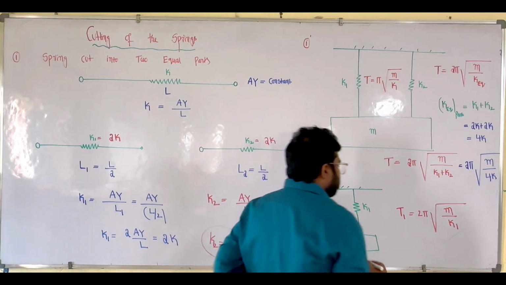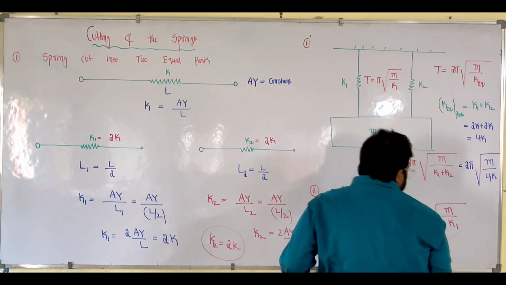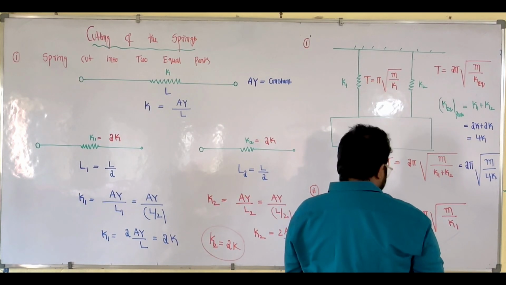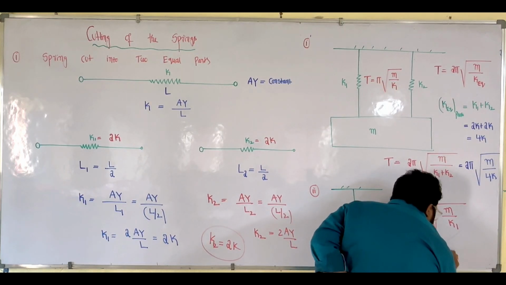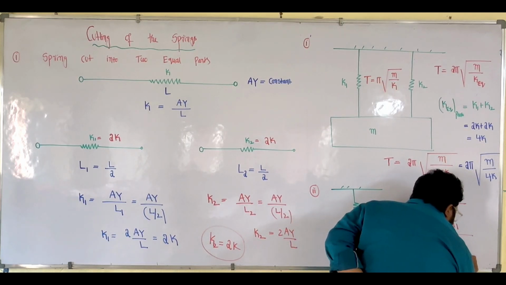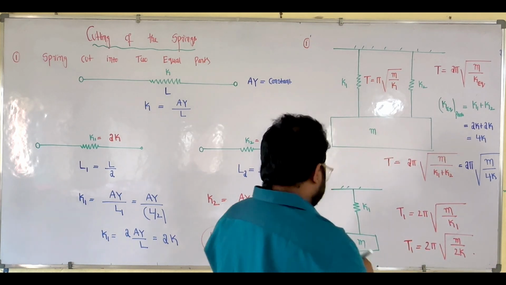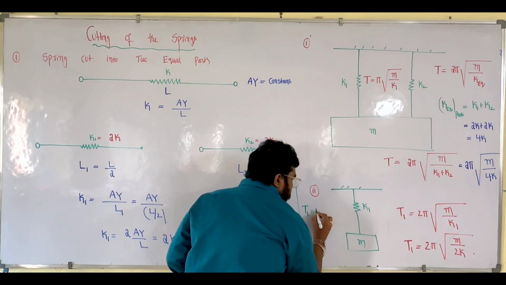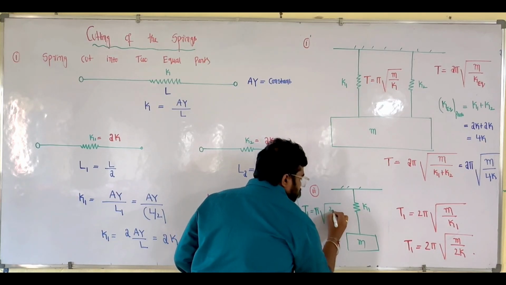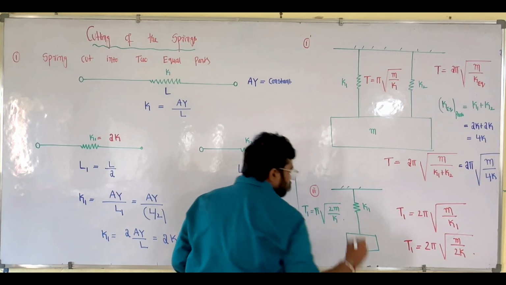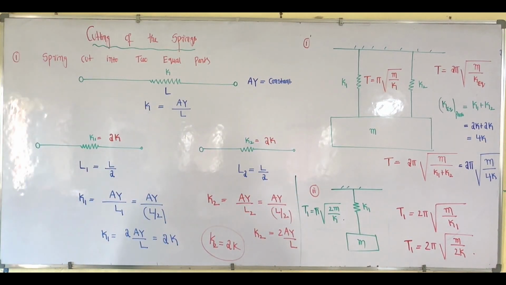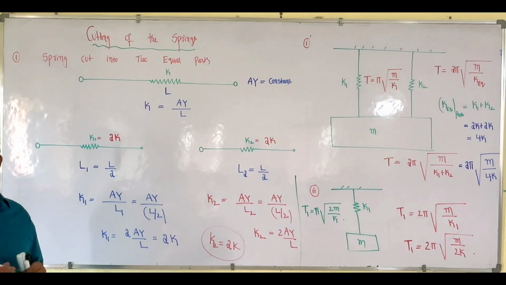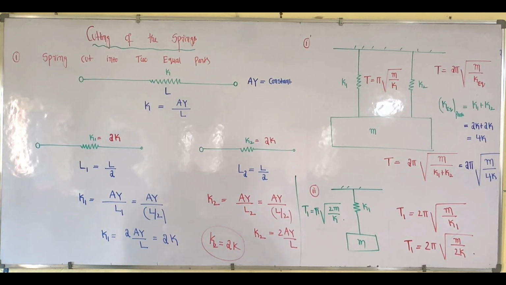So what is the time period T1? T1 equals 2 pi square root of m by 2K. Then T1 can be written as pi square root of 2m by K. Clear? Understood or not? So when you cut the spring into 2 equal parts, each part's stiffness becomes double.